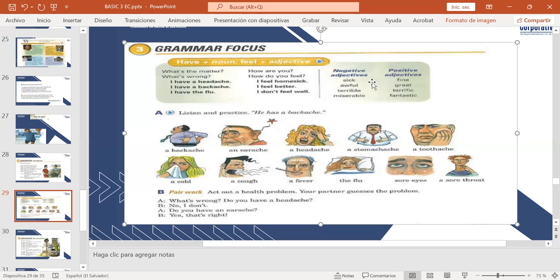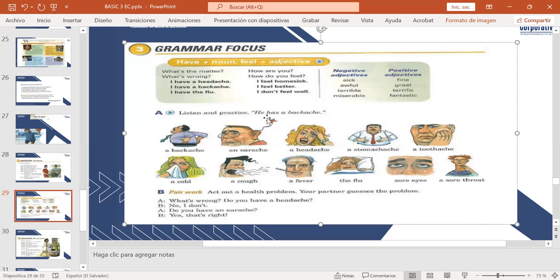In the other part of the chart, we have negative adjectives and positive adjectives. We have sick, awful, terrible, miserable, and then we have positive adjectives like fine, great, terrific, and fantastic.